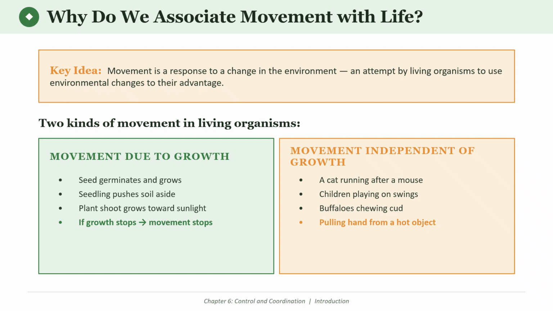And then types of movements. Types of movements generally can be divided into two types: one is growth movement and another one is non-growth movement. So here you can see in this slide, growth movement and non-growth movement. Growth movements occur due to growth and are slow and permanent. For example, a plant bending towards the sunlight. Non-growth movements are quicker and not related to growth. For example, a cat chasing a mouse, children playing, a buffalo chewing cud, or pulling a hand from a hot object. So these are some examples.